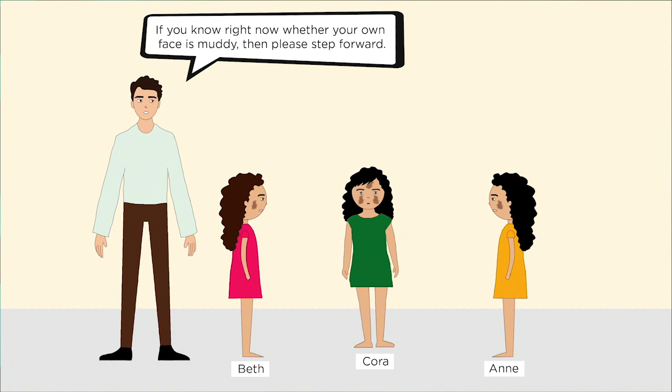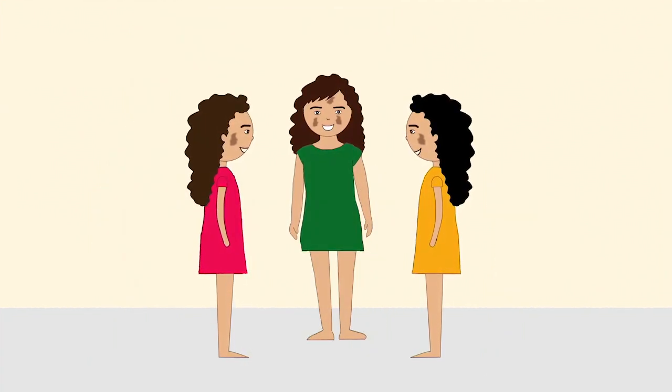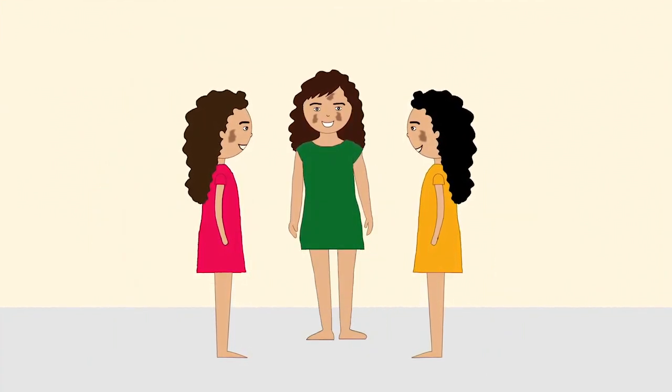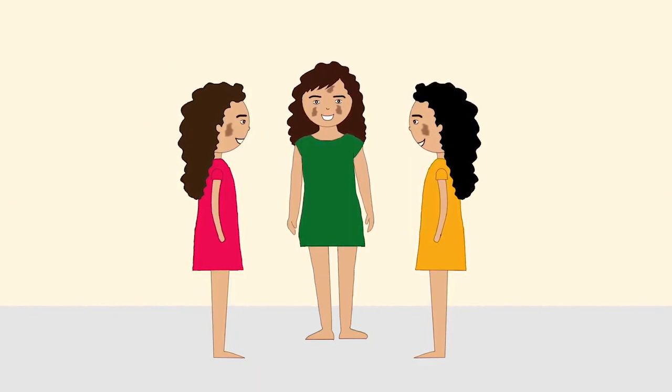All 3 girls stay where they are. He repeats his request. If you know right now whether your own face is muddy, then please step forward. Once again, all 3 girls remain where they are. So the father tries one more time. If you know right now whether your own face is muddy, then please step forward. And this time, all 3 girls step forward, laughing because they now realize that they all have muddy faces. Can you work out how they came to that conclusion?